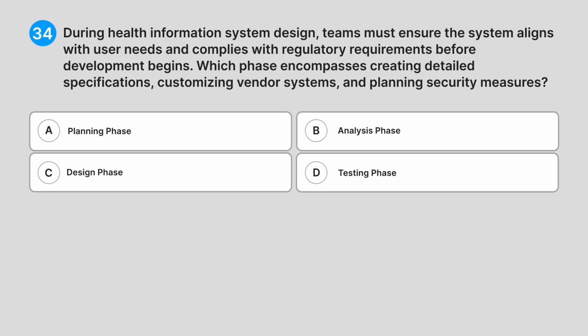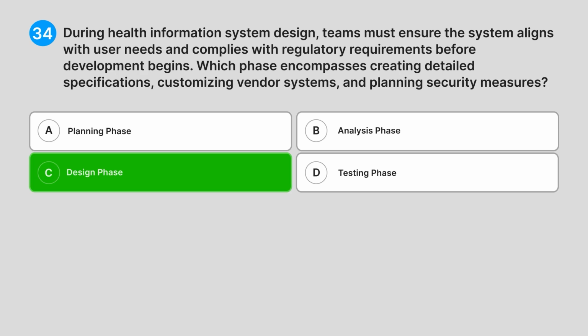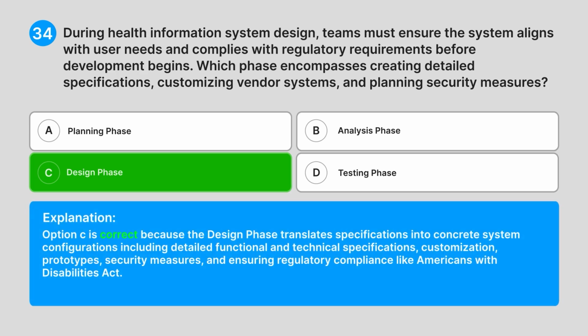Correct answer, C. Design phase. Explanation: Option C is correct because the design phase translates specifications into concrete system configurations, including detailed functional and technical specifications, customization, prototypes, security measures, and ensuring regulatory compliance, like the Americans with Disabilities Act.